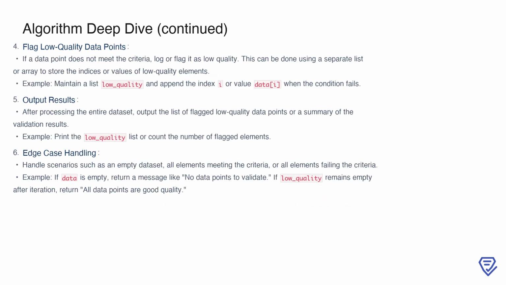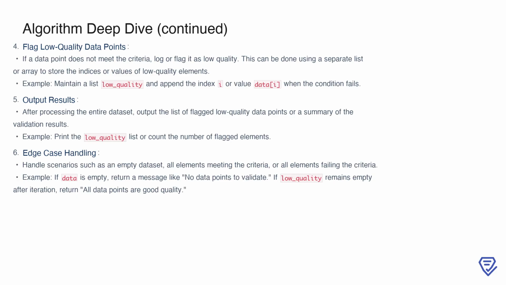Now, when a data point fails the quality check, the algorithm flags it as low quality. This can be achieved by appending the index or the value of the failing element to a separate list, which we can call low_quality. For example, if an element at index i does not meet the quality condition, we add either i or data[i] to the low_quality list.